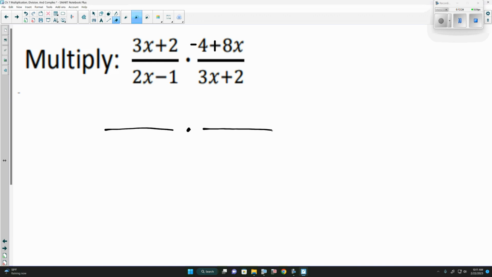So we'll look at multiplying these here. And again, if we can factor, we need to factor. The 3x plus 2, is there a greatest common factor between these two terms? No. The power attached to x is 1, so 3x plus 2 is as simplified as it gets. 2x minus 1, is there a greatest common factor between these two terms? No. So it's just 2x minus 1. Negative 4 plus 8x, is there a greatest common factor between these two terms?